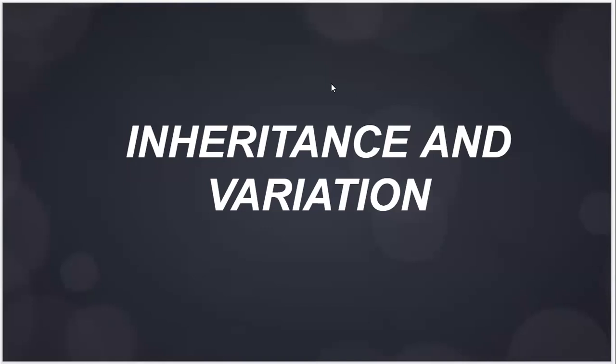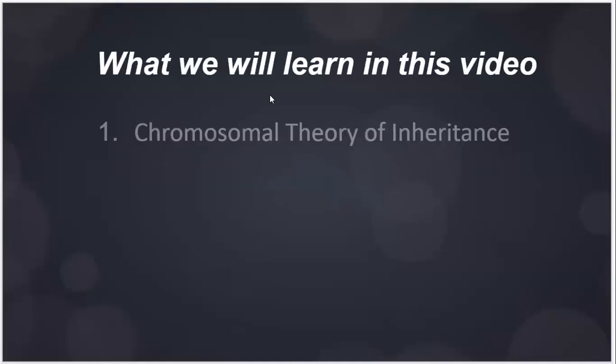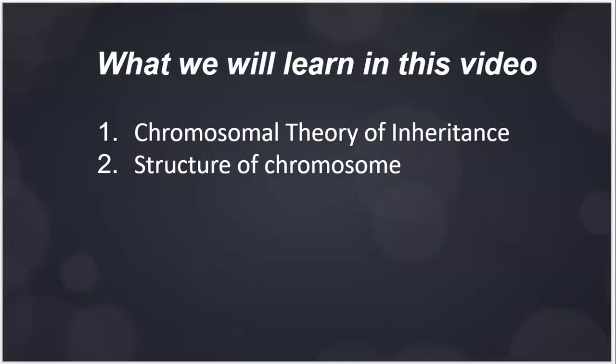We are on chapter 3 for the Maharashtra board and chapter 4 of CBSE. So, let's begin. In this video, we are going to see the chromosomal theory of inheritance. We are going to see the chromosome structure in a bit of detail and the two types of sex chromosome, that is X and Y, that we will also be discussing in detail.